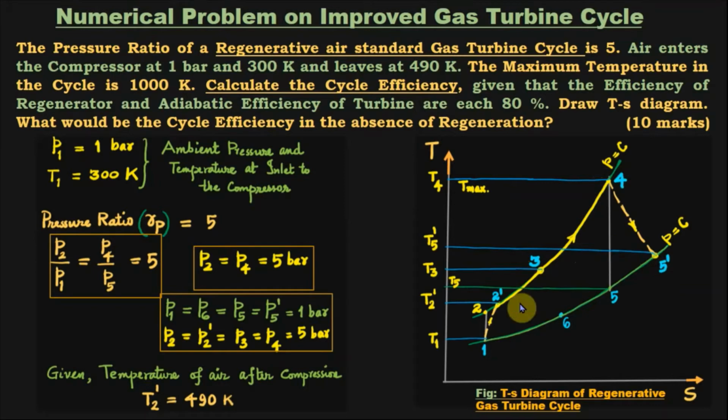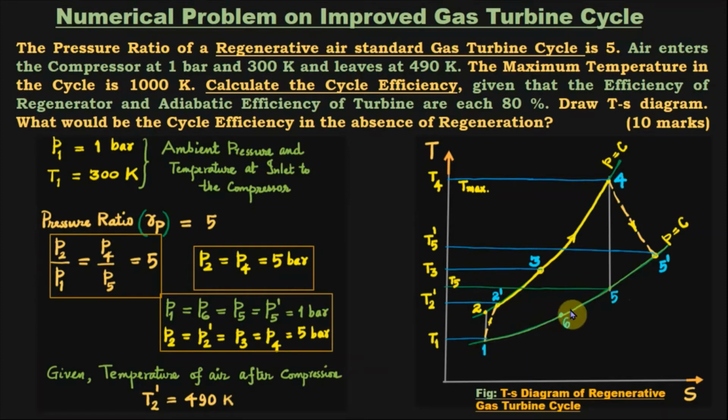Here we have two pressure levels. In the low pressure level, we have the state points 1, 6, 5 and 5 dash. Therefore, P1 is equal to P6 is equal to P5 is equal to P5 dash, that is the lowest pressure in the cycle, that is 1 bar.